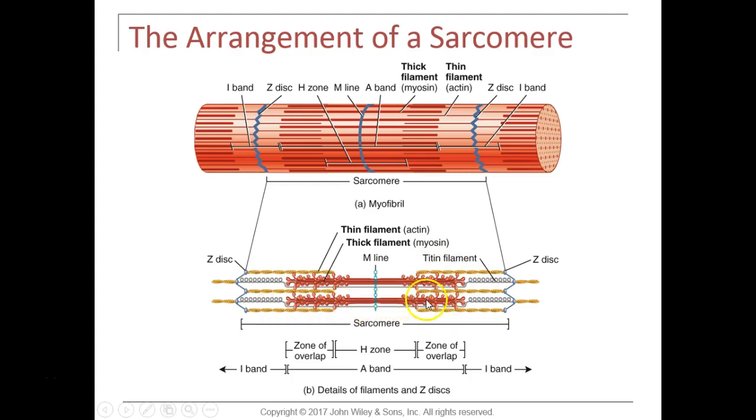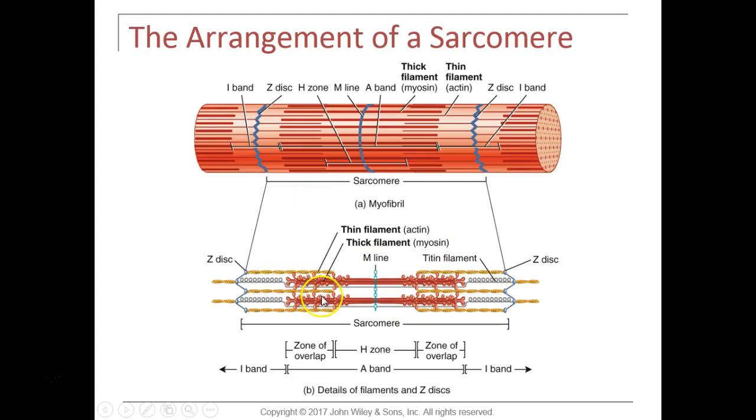Now, the whole A band is called the dark band or the A band. But if we look at the very middle of an A band in a relaxed muscle, it looks just a little bit lighter than the edges of the A band, because at the edges we have this overlap. So the very middle of the A band that's a little bit lighter in a relaxed muscle is called the H zone. And then obviously in the middle of the H zone, we have the M line.